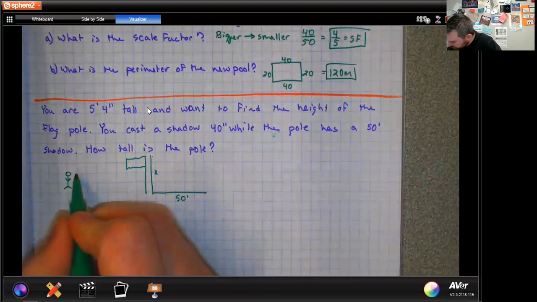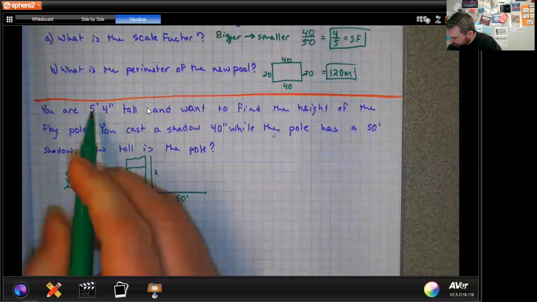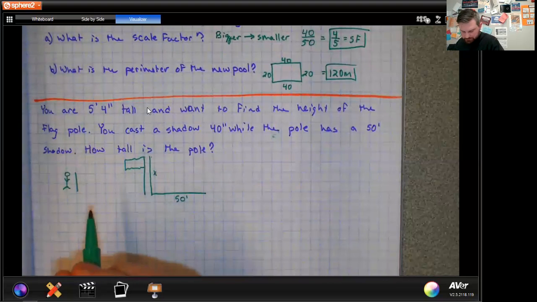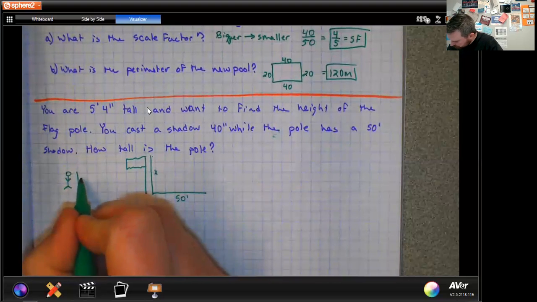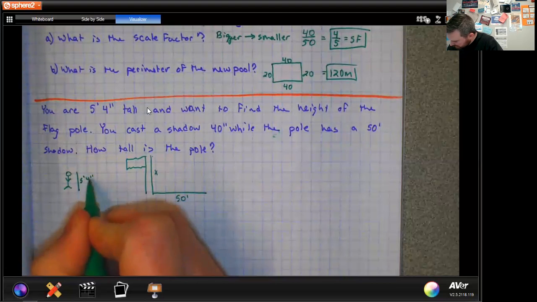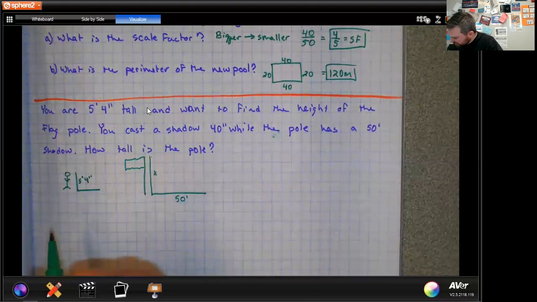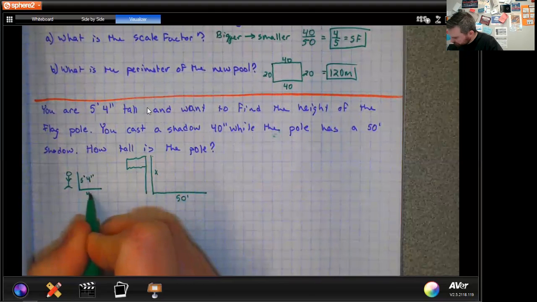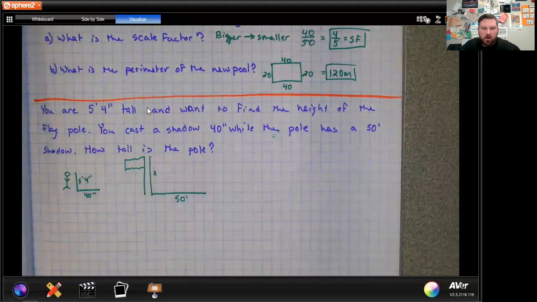I know how tall you are. You're 5 foot 4 inches. And I know that your shadow is 40 inches. Now on this one, we have two different types of labels. We have feet and we have inches.